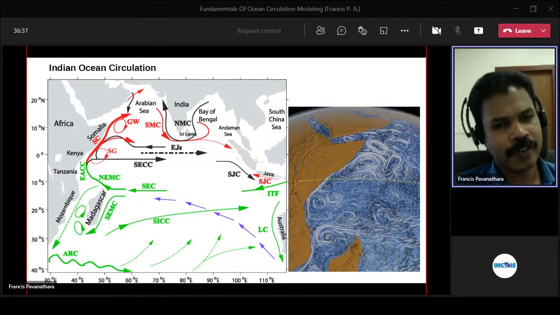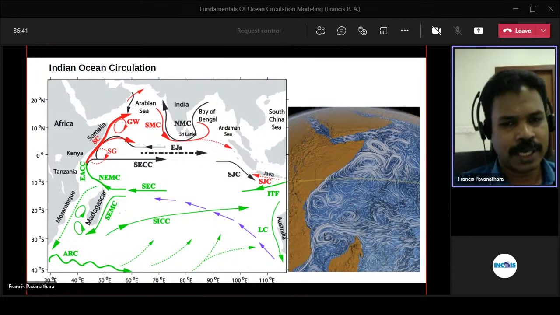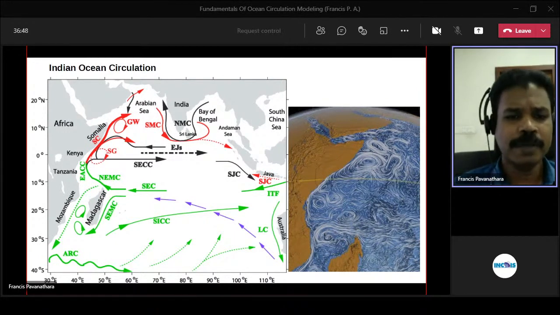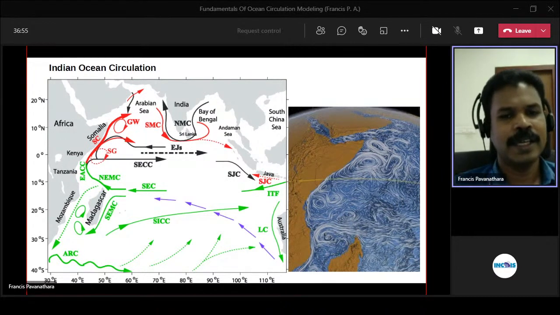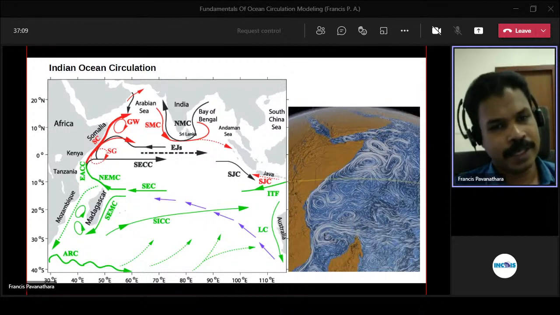Then we have coastal currents. We call them the East India Coastal Current and West India Coastal Current. Then there is a monsoon current on top of that. But when it comes to the winter, what you see in the black color is the winter circulation. We have again a change in the direction of the currents because the atmospheric forcing changes. So representation of circulation over the Indian Ocean is complicated.